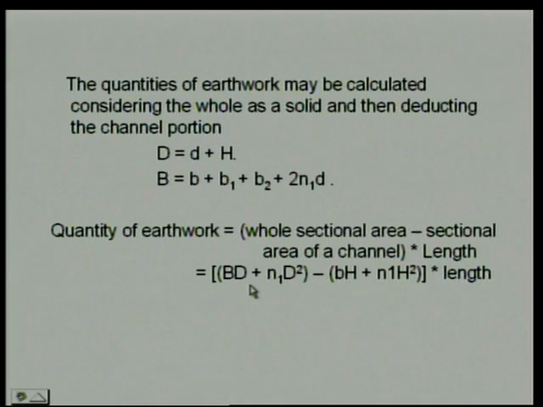Substituting the values for the sectional area for the channel as well as for the solid, that is, B into D plus N1 into D square minus B into H plus N1 into H square, multiplied by the length gives the quantity of earthwork when the cross section of a canal is in embankment. This is how we calculate the quantity or volume of earthwork when the canal section is completely in excavation, when the canal is partly in cutting and partly in embankment, and also the third case, when the cross section of a canal is completely in embankment.